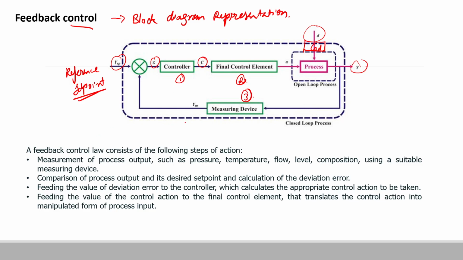The feedback control block diagram representation consists of the following steps. The first one is the measurement of the process output, such as pressure, temperature, flow, level, composition, etc., using a suitable measuring device.